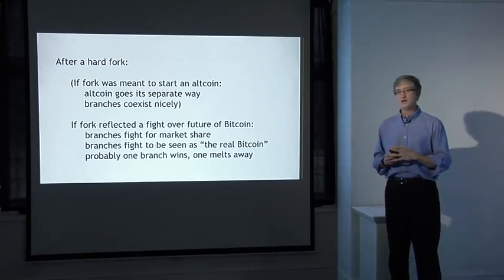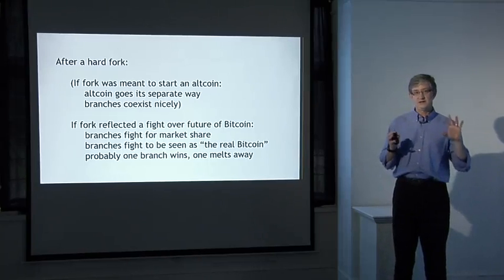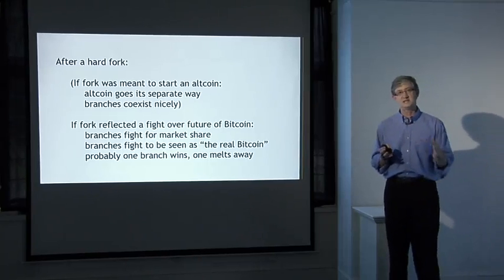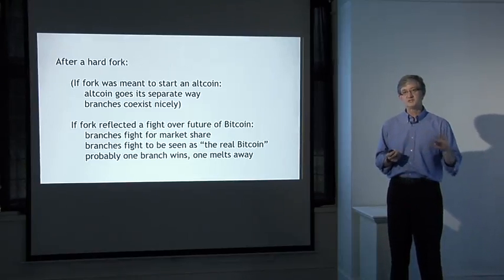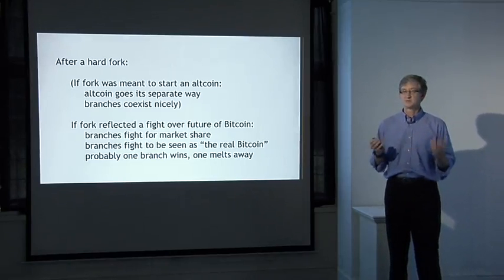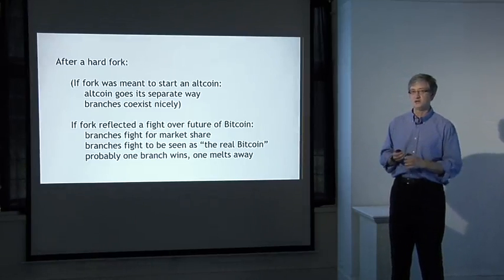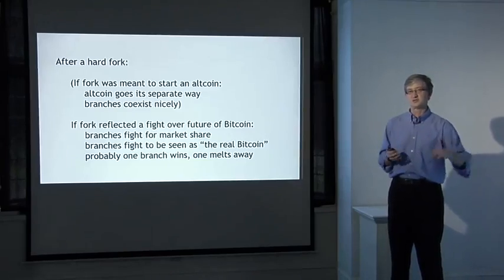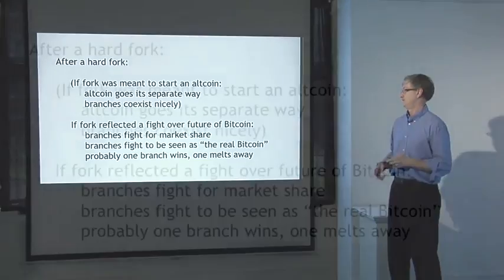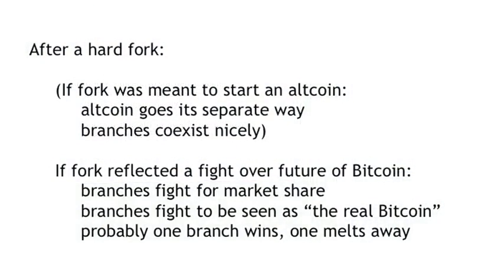Probably, eventually one branch will win and the other one will melt away. These sorts of competitions tend to tip in one direction. Once one of the two gets seen as more legitimate, gets seen as having a bigger market share, gets perceived more broadly as being the real one, the other one becomes kind of a niche currency and eventually will fall away. So this is the likely future if you had a fork that reflected a fight over the future of Bitcoin.